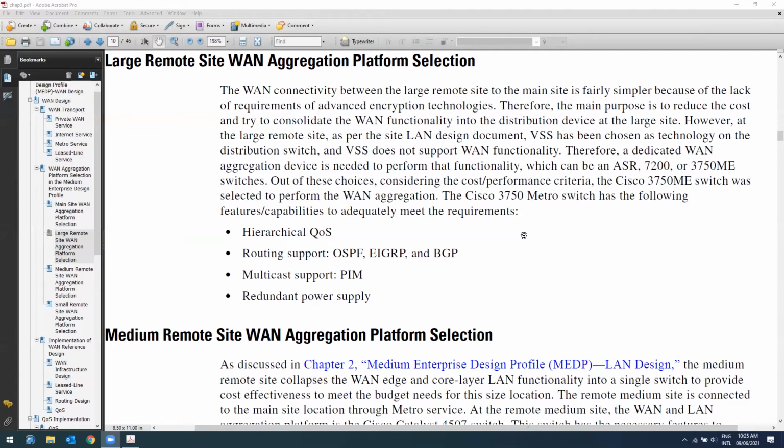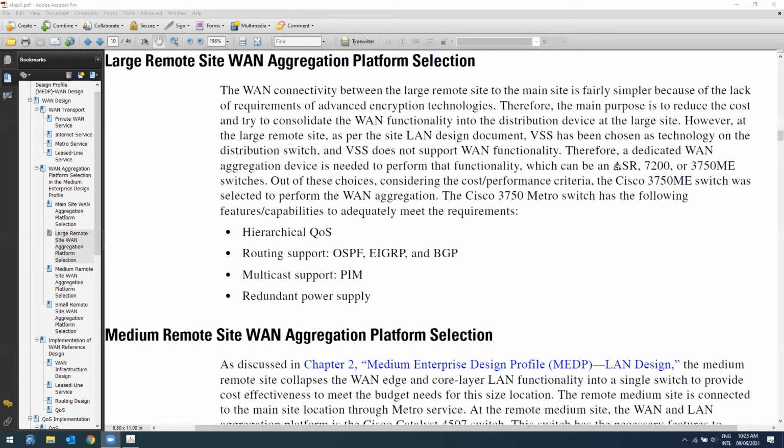Out of these choices, considering the cost and performance criteria, the Cisco 3750 Metro switch has been selected to perform the WAN aggregation. The Cisco 3750 Metro switch has the following capabilities to meet the requirements. Right? Hierarchical QoS, okay, quality of service, routing support, okay, these are mostly protocols. Right? Multi-site support and redundant power supply.